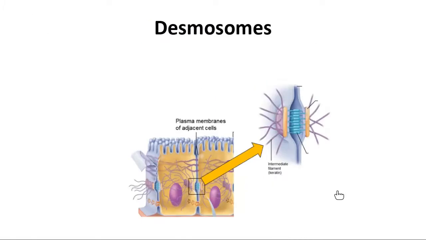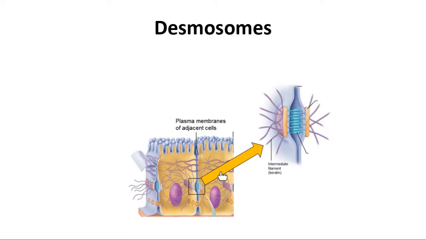With this really strong structure that our keratin proteins have, we can use them to build something called a desmosome. Now, a note I want to make sure you write down for yourself. Desmosomes are built with keratin proteins. Desmosomes are built with keratin proteins.